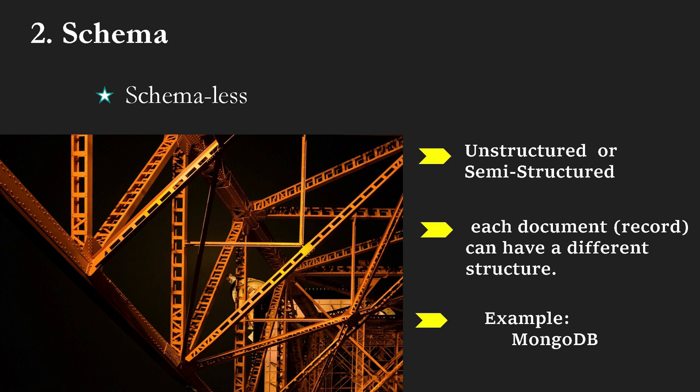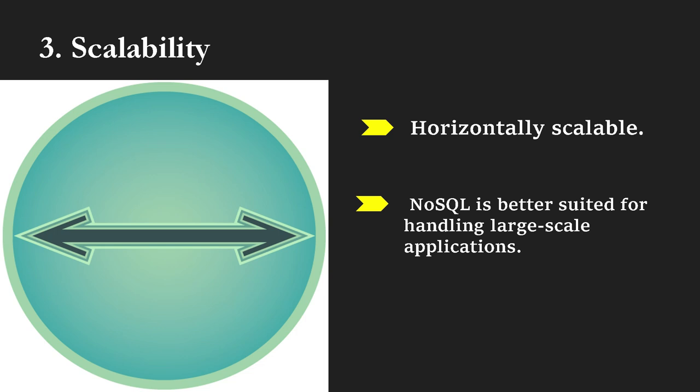Then the NoSQL schema: it is schemaless and flexible, and the data can vary between records. For example, in document databases like MongoDB, each document can have a different structure. Then scalability: it is horizontally scalable, which makes NoSQL better suited for handling large-scale applications. In horizontal scaling, you scale by adding more servers to distribute the load across multiple machines.